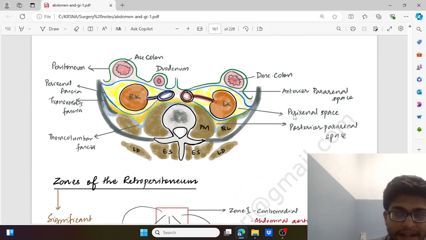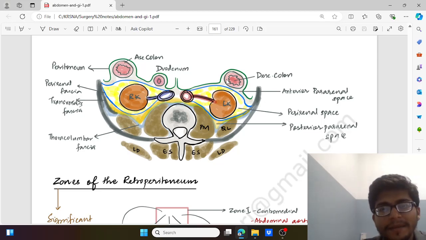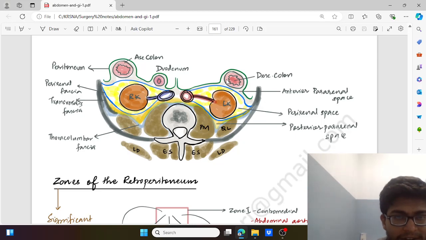As we can see in this diagram, the ascending colon, duodenum and the descending colon are in the anterior pararenal space. It also includes the pancreas. In the perirenal space, inside the perirenal fascia, we have the kidneys, the aorta and the IVC. And in the posterior pararenal space, we have the fatty tissue, as you can see in the diagram, which is bounded posteriorly by the thoracolumbar fascia and the transversalis fascia.